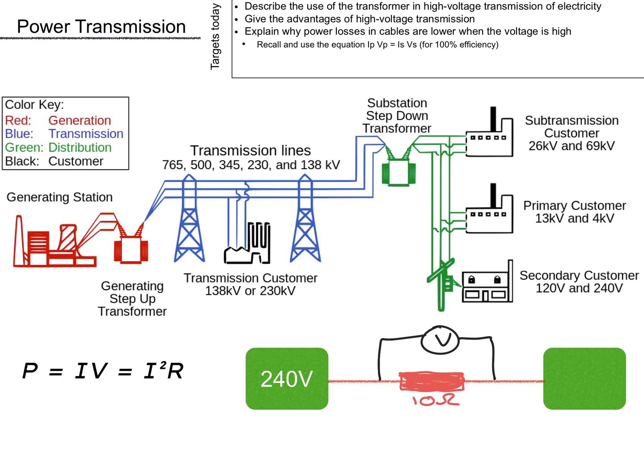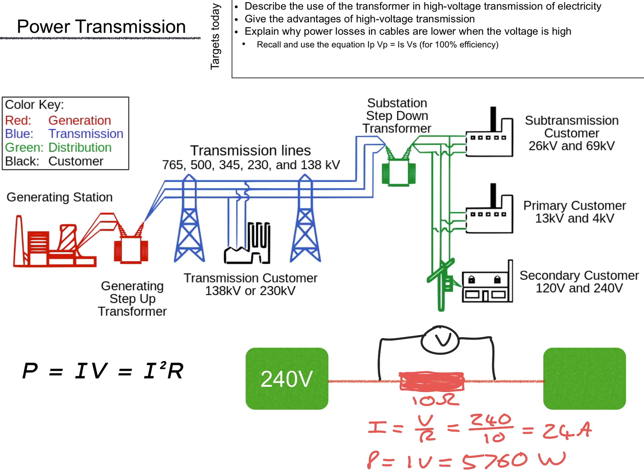I've got 240 volts, I've got 10 ohms, therefore my current is going to be I equals V over R, which is 240 over 10 equals 24 amps. And from that, we can then work out that P equals I squared R, or P equals IV, and work out that we're going to have 24 amps times 240 volts, 5,760 watts.